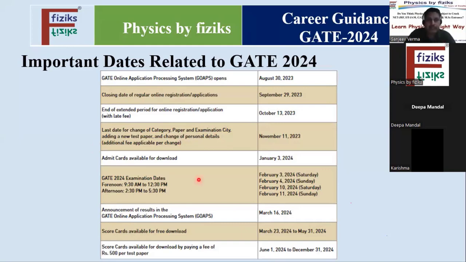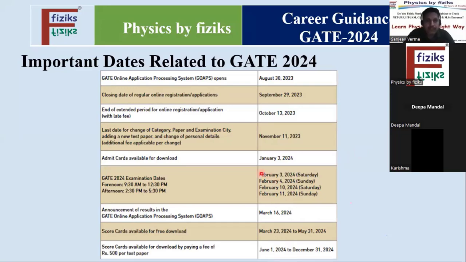Admit cards will be available by 3rd of January 2024, and examinations will be on the following dates: February 3rd, 4th, 10th, 11th. And you know that if you are appearing for JAM also, some students were asking if both the exams can come on the same day. So you can write a mail to them saying we are sitting in the JAM exam, so kindly don't give us this date.